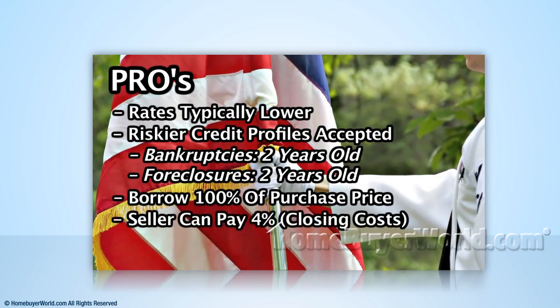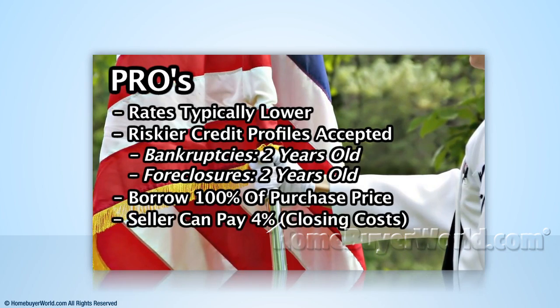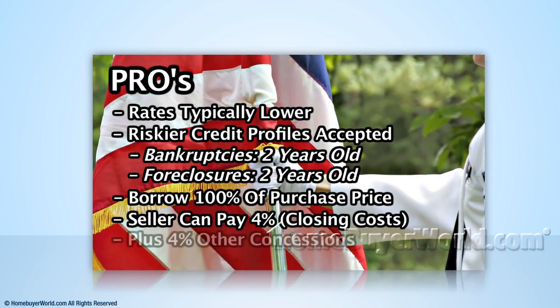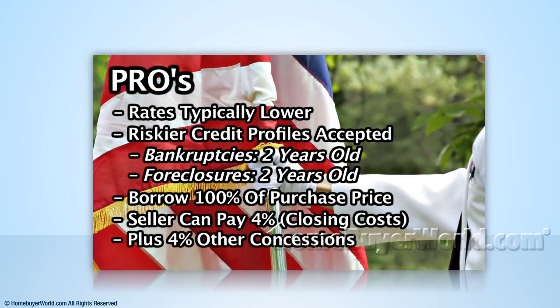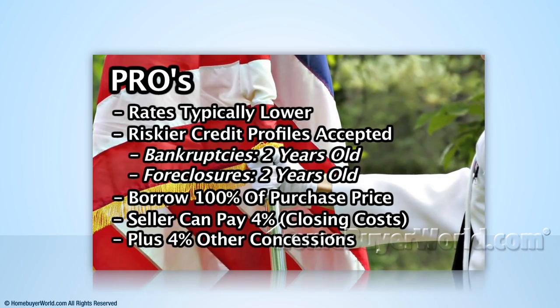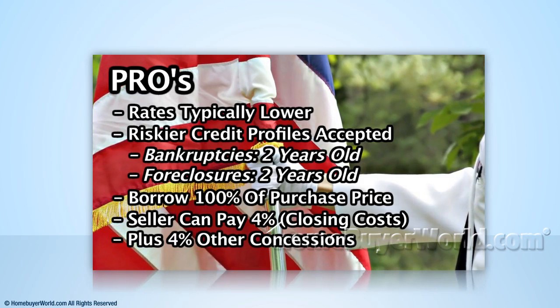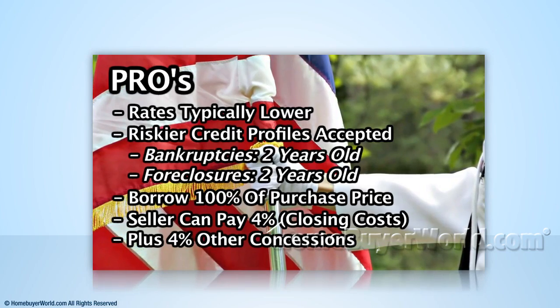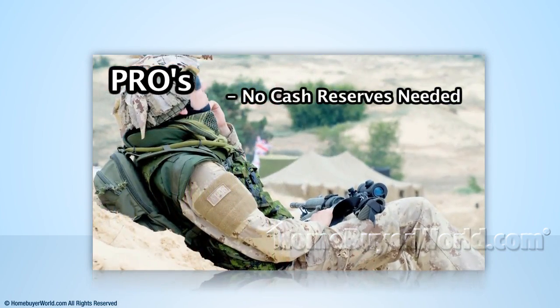Seller can pay not only 4% toward customary closing costs, but also another 4% towards concessions, such as paying off veterans' debts to enable him or her to qualify. This adds up to a total of 8% of the purchase price. No cash reserves are needed.